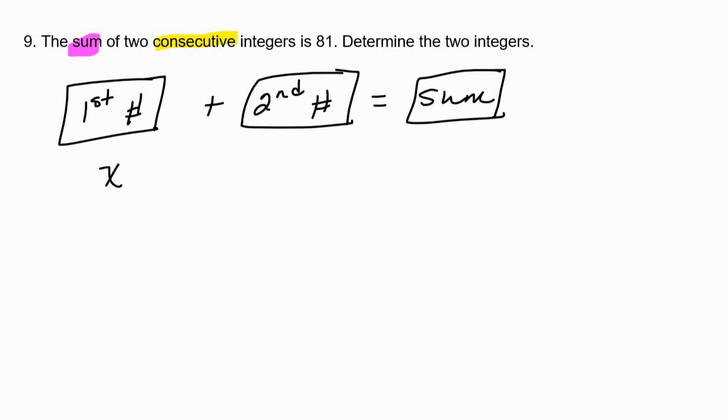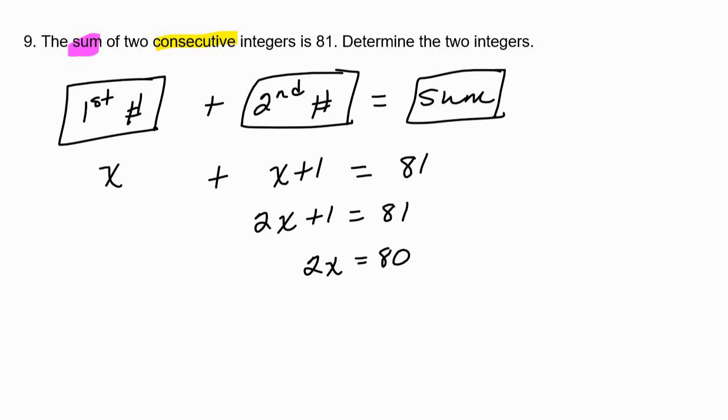Now I know that since they're consecutive integers, that second number is 1 more than the first, so that second number can be expressed as x plus 1. When I add those two expressions together, the sum is 81, so my equation is 2x plus 1 equals 81. So 2x is 80, x is 40.